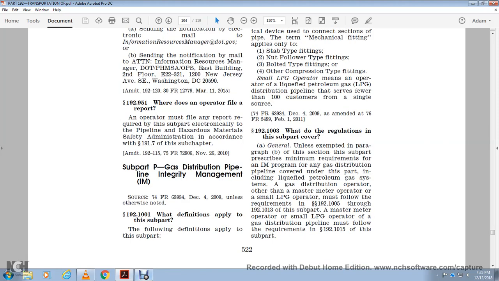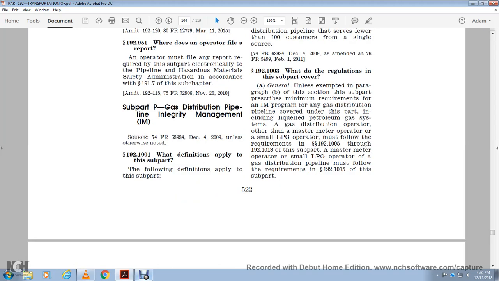192.1003: What do the regulations in this subpart cover? Generally, this subpart prescribes minimum requirements for an IM program for any gas distribution pipeline covered under this part, including liquefied petroleum gas systems. A gas distribution operator, other than a master meter operator or a small liquefied petroleum gas operator, must follow the requirements in 192.1005 through 192.1013. A master meter operator or small liquefied petroleum gas operator of a gas distribution pipeline must follow the requirements in 192.1015 of this subpart.